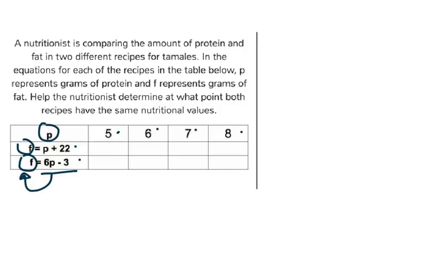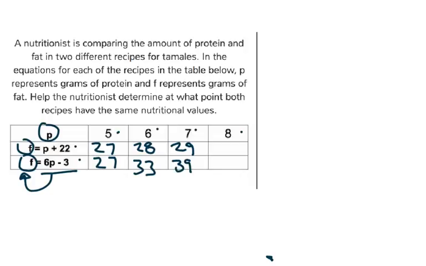The first one, at 5 grams of protein, 22 plus 5 equals 27. And then in the second recipe, 6 times 5 is 30, minus 3 is also 27. Let's fill out a couple more. 6 plus 22 is 28. 6 times 6 is 36, minus 3 is 33. 7 plus 22 is 29. And 7 times 6 is 42, minus 3 is 39.